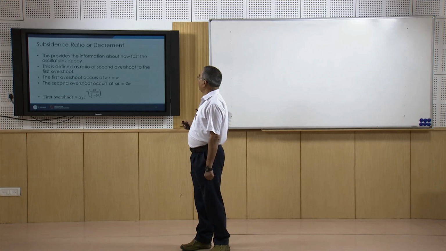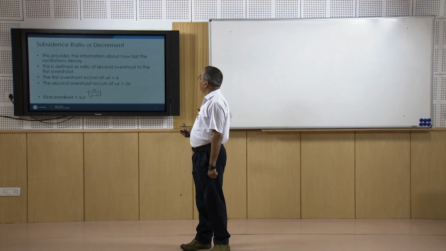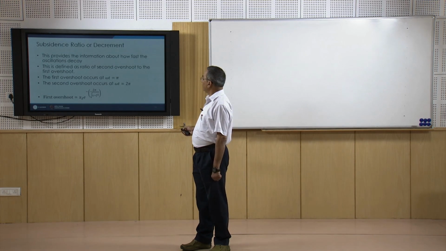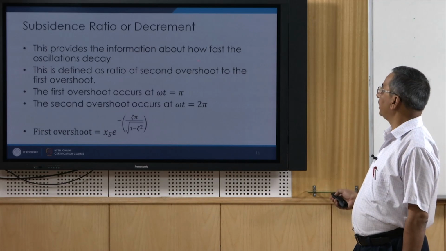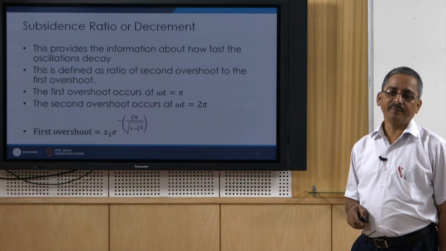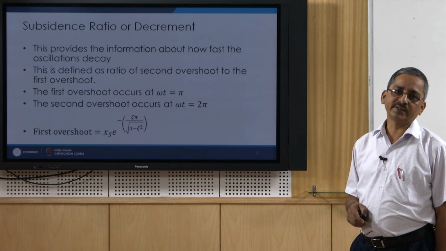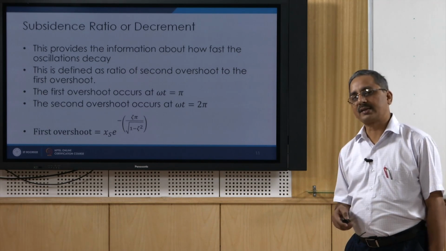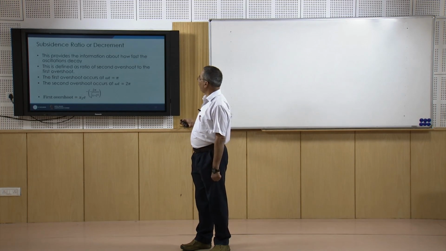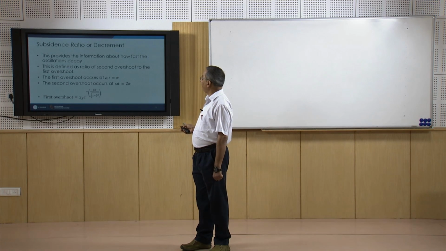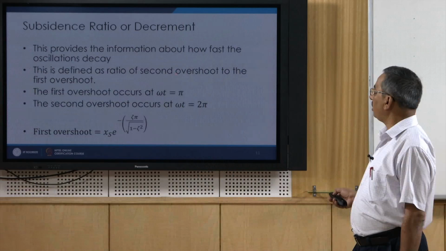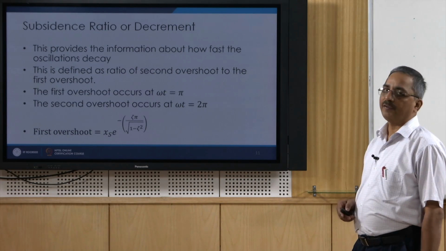Then we can define the subsidence ratio, or the decrement. This provides information about how fast the oscillations decay and the system reaches the steady state. If you want to find that value, we can find this decrement, and it is defined as the ratio of the second overshoot to the first overshoot.